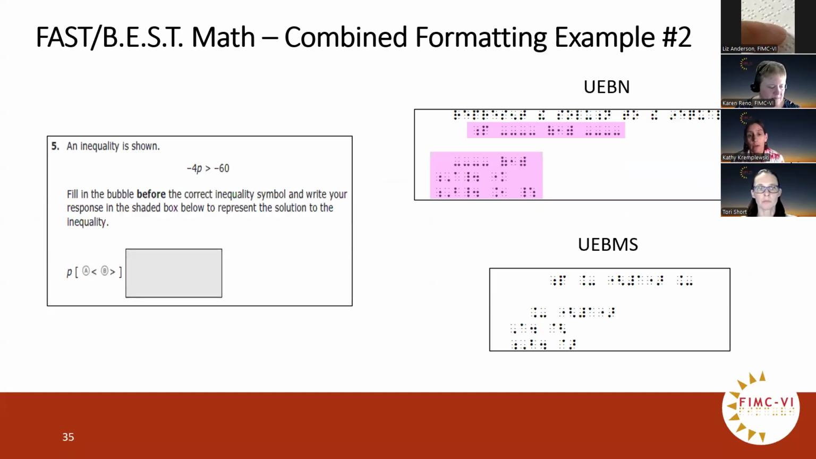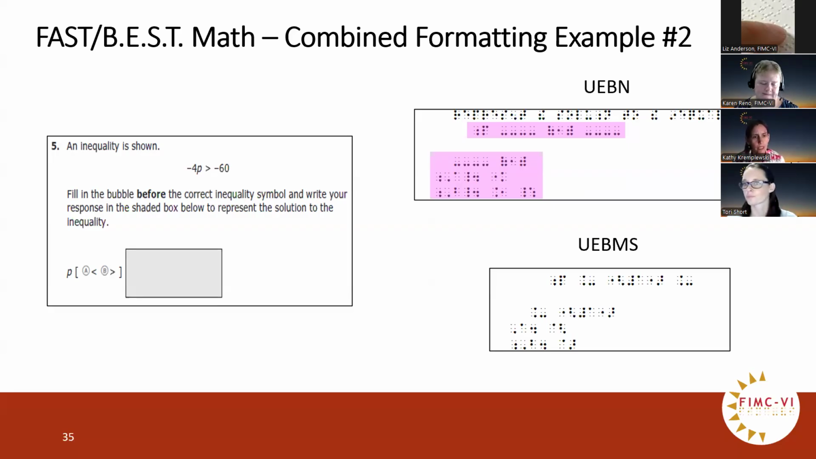All right, and so now we've got the Fast Best Math combined formatting example number 2. And this one is from Fast Math grade 7 sample item number 5. So the most intelligible way to present this in Braille was to present it using multiple blank formatting for the first answer choice and replace the shaded box with an unlabeled blank.